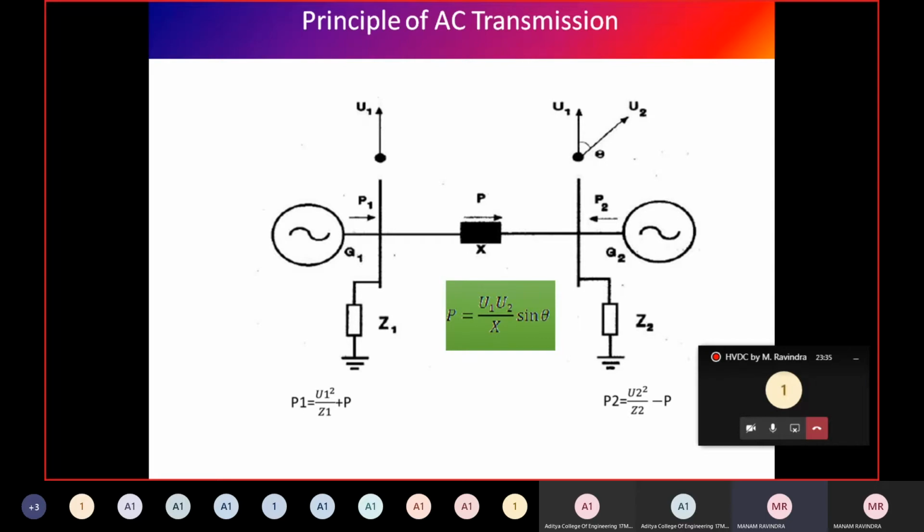Suppose in high transmission the distance is very high. Why is the distance very high in high transmission lines? Because we have to transmit a large power from one place to another. To do that, we have to maintain the voltage at higher levels, right or not? That means 220 kV, or we can say 132 kV. These are high voltage levels.